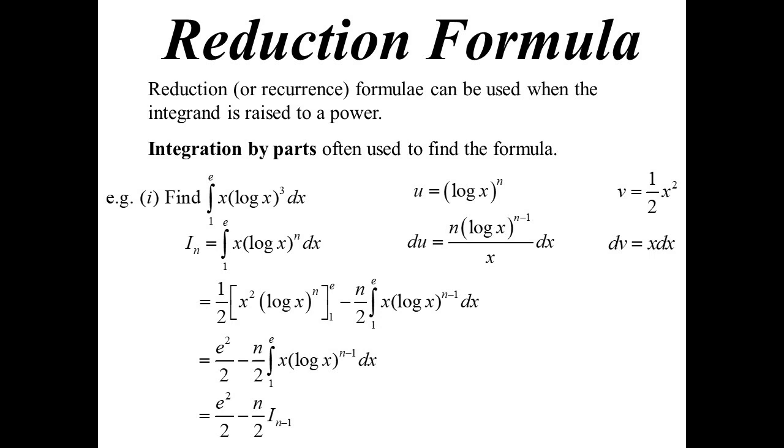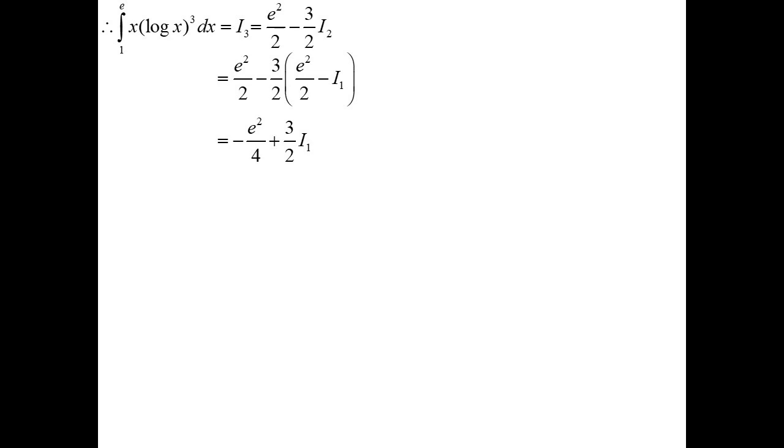So not only can we now find our question, should we have any other question that looks like this to different powers, we can do it quite easily. Our integral becomes I3. So substitute in, we get e squared on 2 minus 3 on 2 I2. But I can now use the formula for I2, which becomes e squared on 2 minus I1. But I can use the formula for I1, and it becomes e squared on 2 minus a half I0.